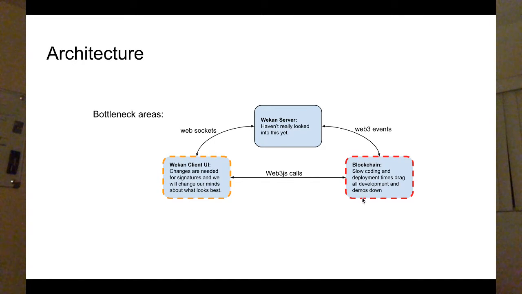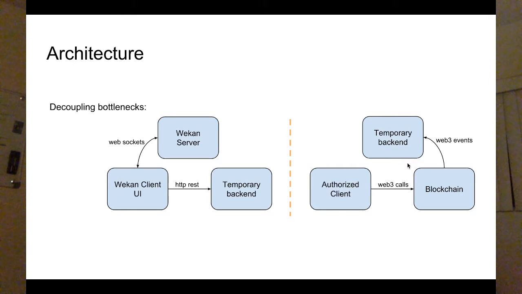The other thing is the blockchain smart contracts themselves. We're not exactly sure what they're going to look like yet. And from what I've learned in my experience so far in the blockchain world, development time can be a little slow due to deployments, and that causes demos to go slow. So, what can we do about that? I'm not really sure, but one idea is that we could decouple the bottlenecks and make two apps in parallel, a front-end app and a back-end app, using temporary backends to fill in for each other.